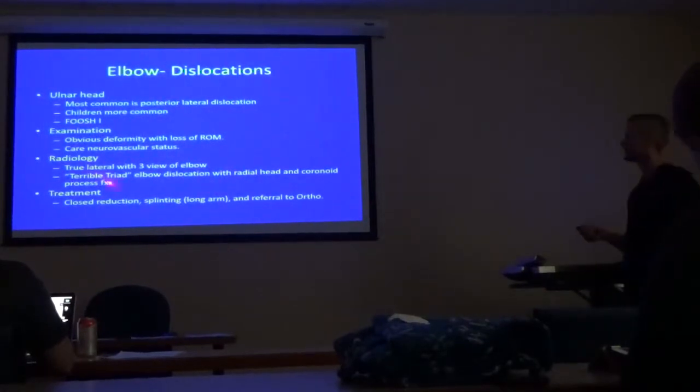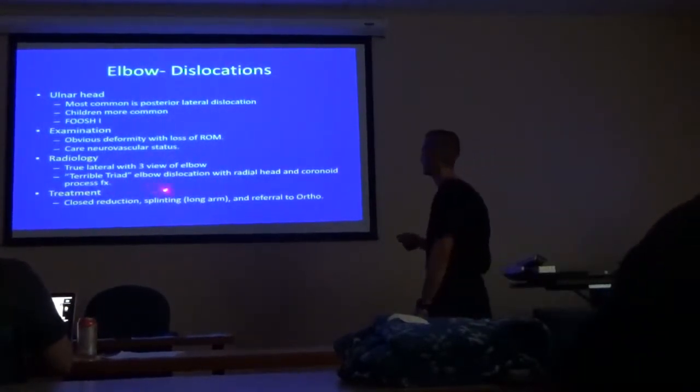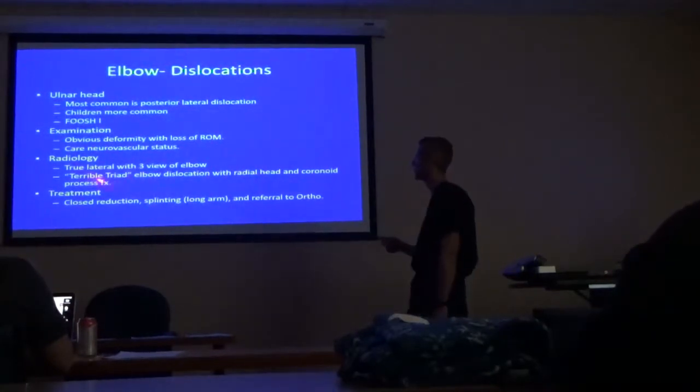True lateral with 3 view of the elbow. Terrible triad. This would be an elbow dislocation with a radial head and coronoid process fracture.